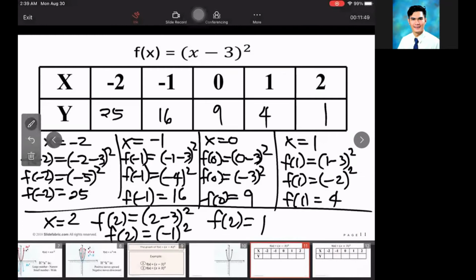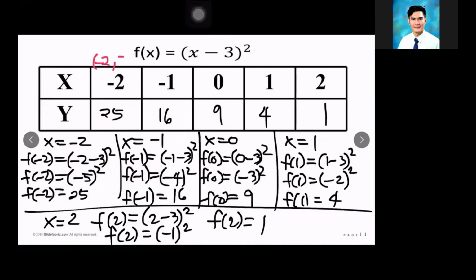Okay, so now let us identify the coordinates. We have -2, 25. We have -1, 16. We have 0, 9. We have 1, 4. And lastly, we have 2, 1. From here, we will be writing it and graphing it in our Cartesian coordinate plane.